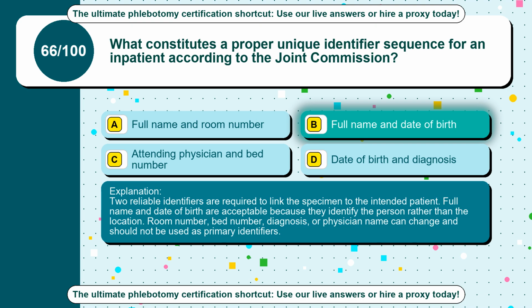Two reliable identifiers are required to link the specimen to the intended patient. Full name and date of birth are acceptable because they identify the person rather than the location. Room number, bed number, diagnosis, or physician name can change and should not be used as primary identifiers.